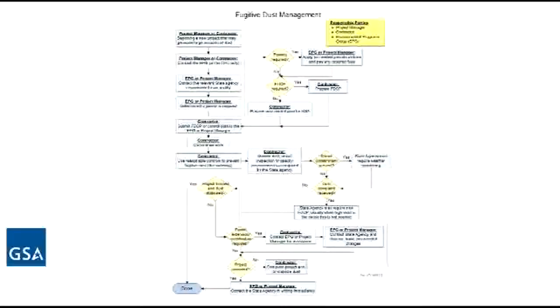Fugitive dust. This is for large soil disturbing activities, something that you're dealing with half acre or larger, 5,000 square feet area. The GSA project manager here will scope out the project, get with EPG. We'll make a determination of whether there's going to have to be a state plan developed for it or whether we're going to require some sort of dust mitigation plan.